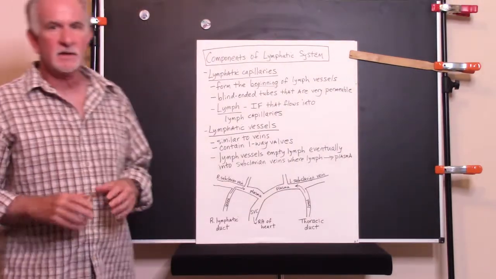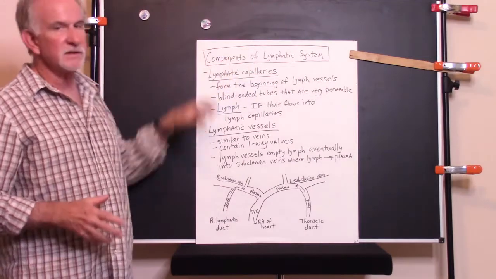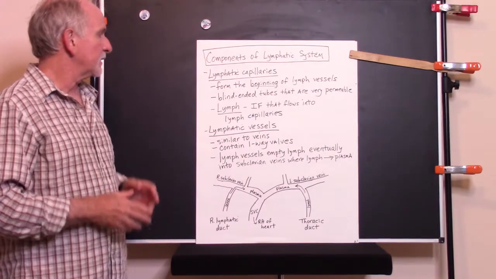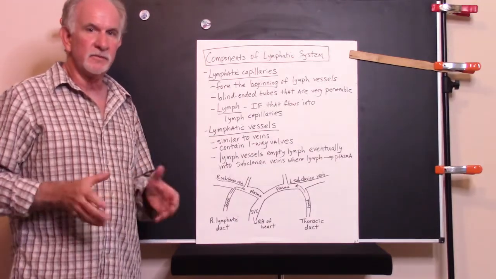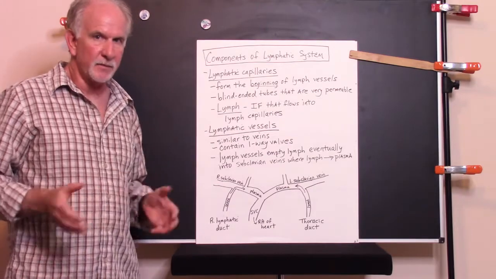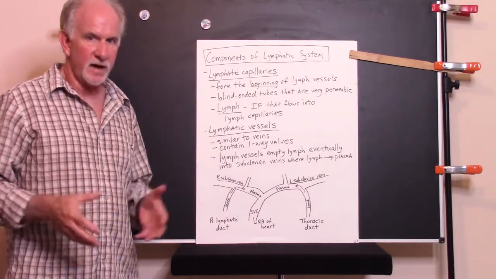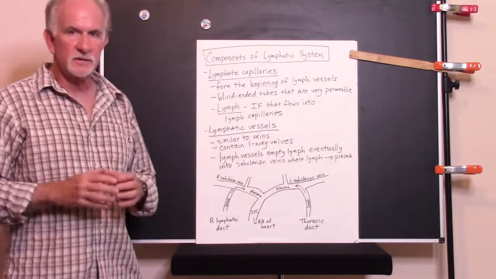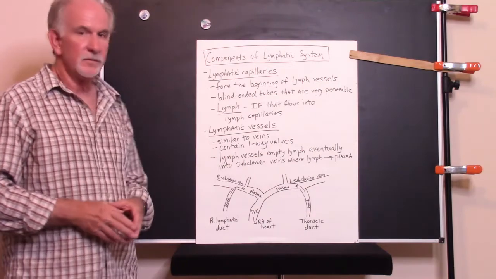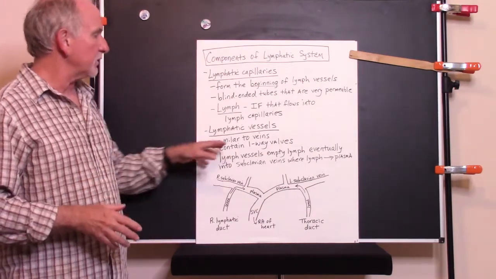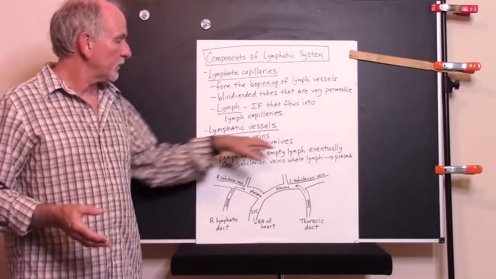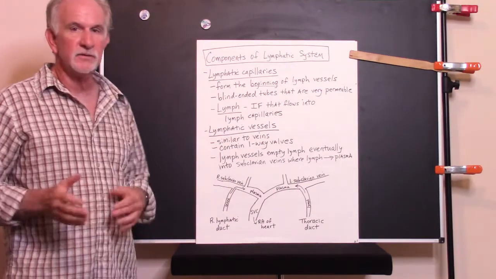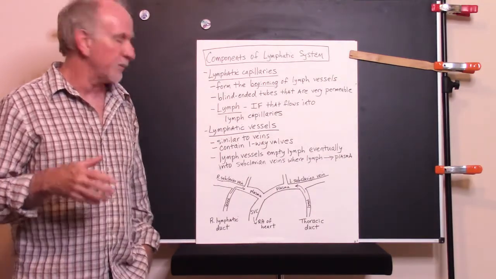There are several components of the lymphatic system. The system itself begins with blind-ended lymphatic capillaries. And when interstitial fluid flows into lymph capillaries, it is then inside lymph capillaries, known as lymph. The lymphatic vessels that come off the lymph capillaries are similar to veins and contain one-way valves. All of the lymph ultimately drains into the subclavian veins of the systemic circuit.